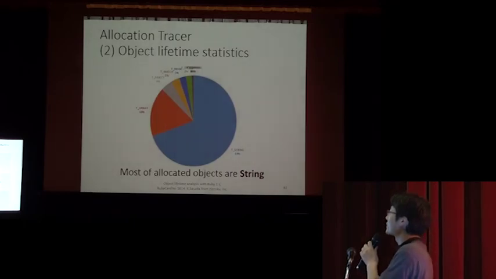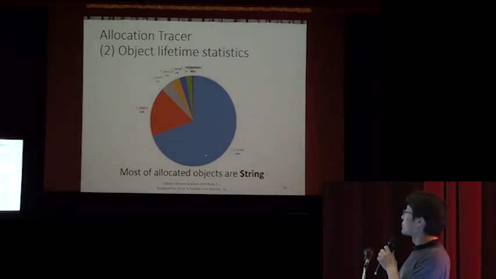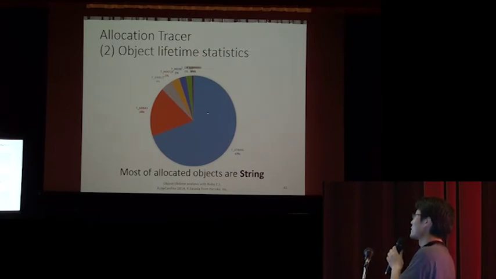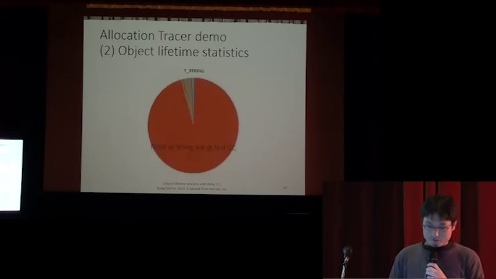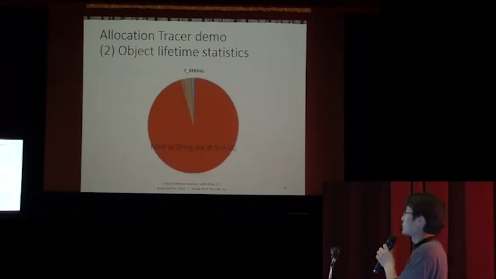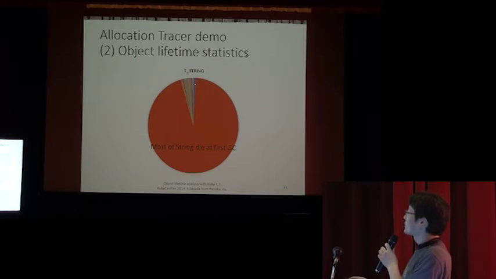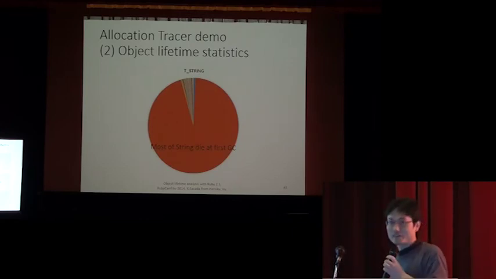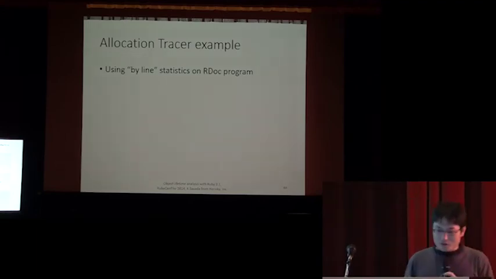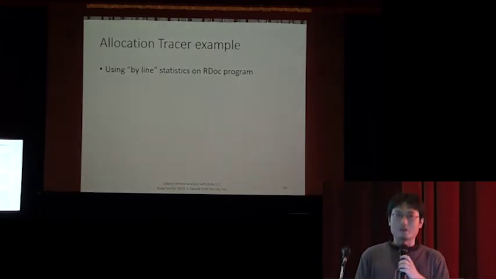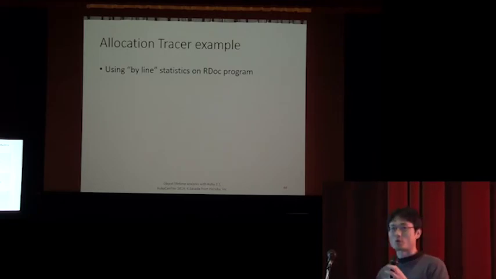And we can see that most objects are strings. String objects are 2/3, and a quarter of objects are arrays. We can understand how many objects are allocated. And also, this is only for string. So most string objects die immediately. We can see this with this data. So that is what kind of data we can collect.